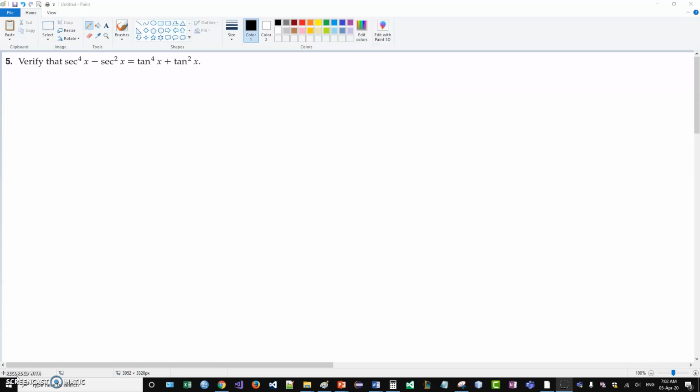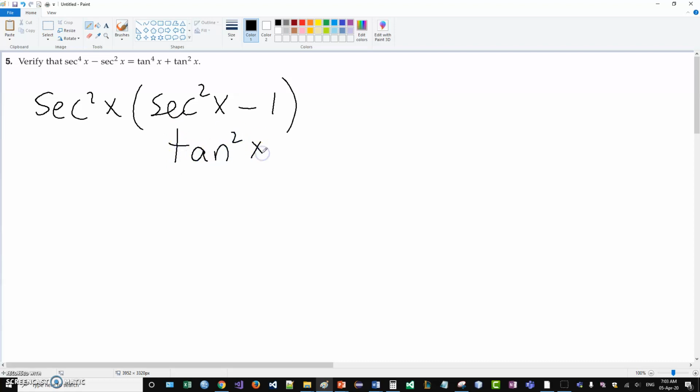Now for our last example: secant to the power 4x minus secant square x equals tangent to the power 4x plus tangent square x. You can start on either side, but on the left side we have secant square x. We can take that as a common factor: secant square x minus 1. Well, secant square x minus 1 is tangent square x, right?